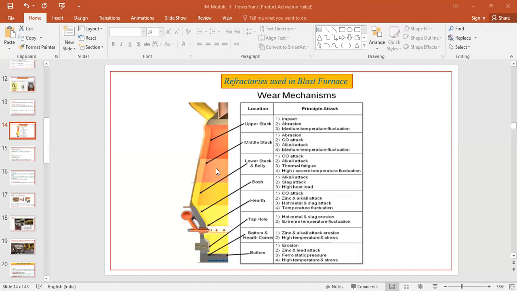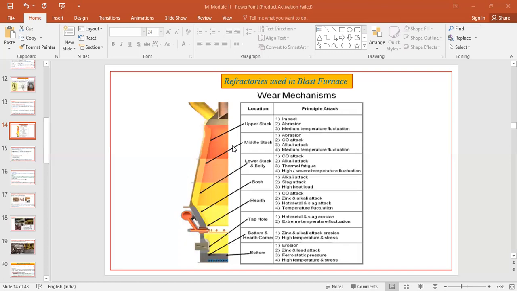Similarly, the middle stack. Here also, alkali attack may take place. Alkali vapors may come in contact with the refractory walls at this particular area, and certainly penetration of these vapors into the refractory lining will lead to formation of low melting compounds, and in the course of time it may undergo failure also.